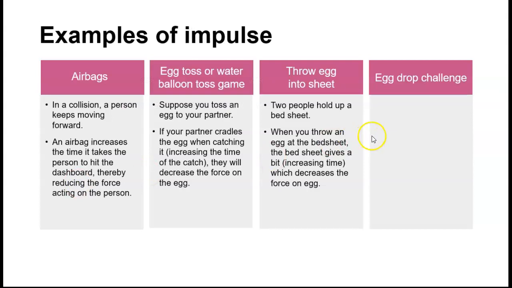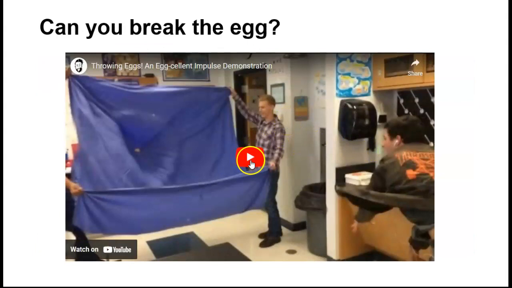Throw an egg into a sheet. This is a classic physics example. So you take a bed sheet, you hold it up vertically, and the goal is to throw an egg at the bed sheet trying to break the egg. So let's look at this one.